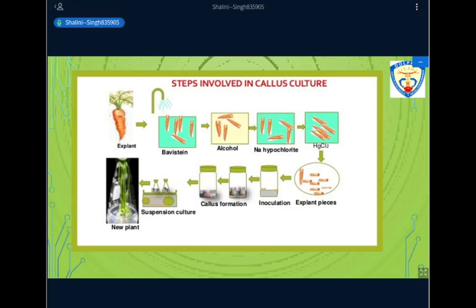The next type of culture is callus culture. First of all, here it is shown in the carrot plant. Carrot, botanical name Daucus carota. Here you can see you have selected this carrot and from this carrot you will take the explant. After this, you wash this explant with Bevistine. What is Bevistine? Bevistine is a fungicide.